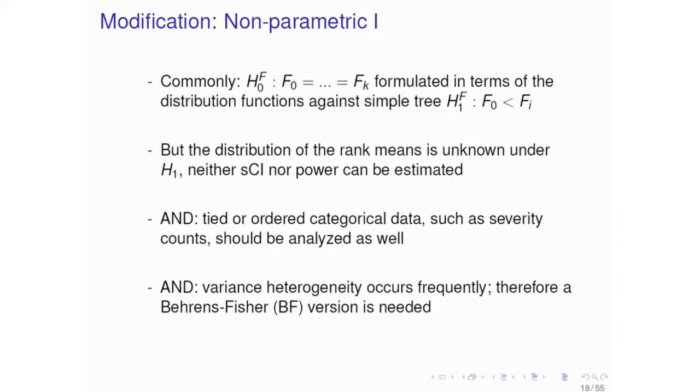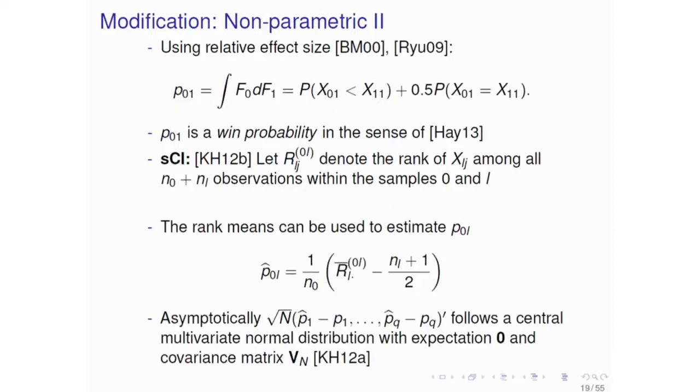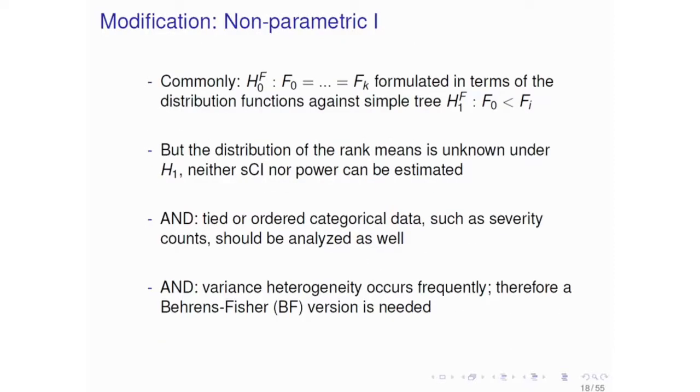Another effect size. You know, many people like rank tests, like the Jonckheere test. What's the problem with this test? In ordered alternatives, we formulated this alternative for distribution functions. However, the distribution of the rank means is unknown under the alternative, only under the null. And many data have tied values or even ordered categorical data. And you know, Wilcoxon type statistics are only corrected for ties.